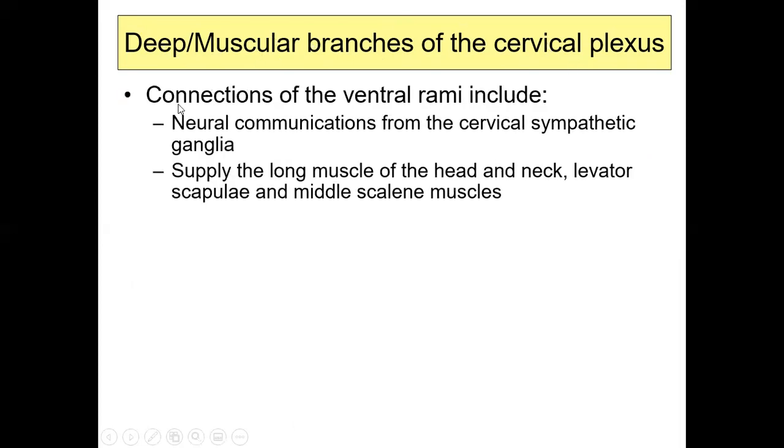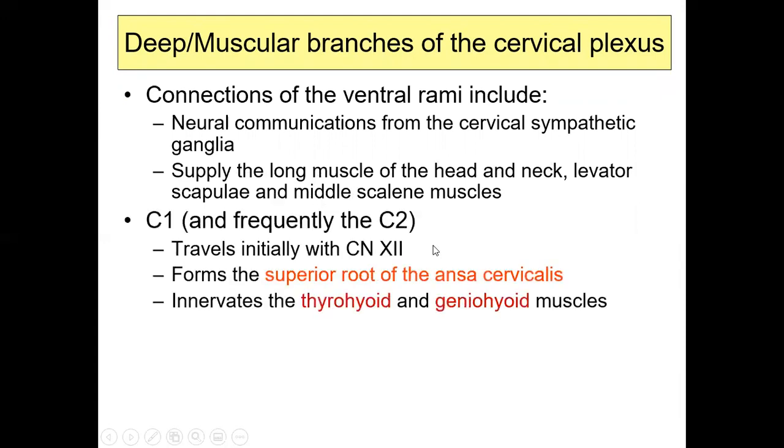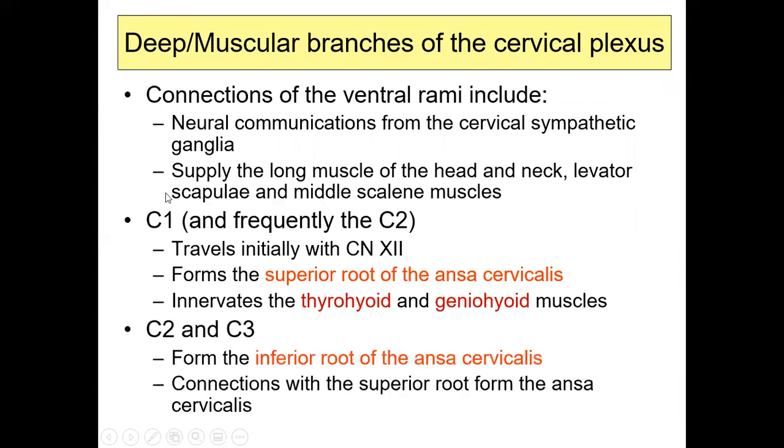Now we're going to proceed to discuss the deep or muscular branches of the cervical plexus. The connections of the ventral rami include neural communication from the cervical sympathetic ganglia, and they supply the long muscles of the neck and head, the levator scapulae, and also the middle scalene muscles. Roots C1 and sometimes C2.